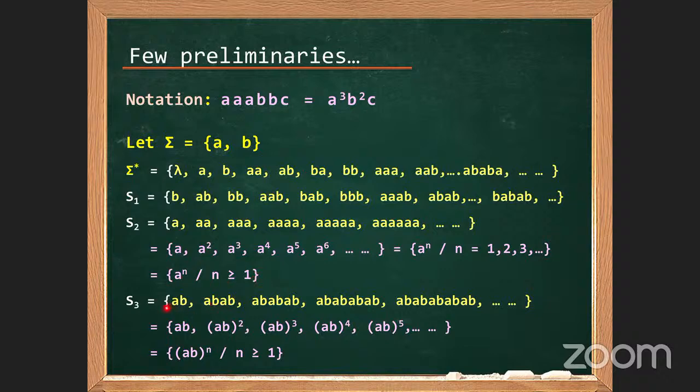Let's take another language, S3. This has the strings AB, AB, AB, AB, AB, AB. So you're able to find that the AB is occurring once here, twice here, thrice here, and so on. So I can very well express that language in a compact form like this, AB the whole power n. That means AB is occurring n times when n varies from 1 onwards. Okay, so this notation is very helpful when we deal with languages.